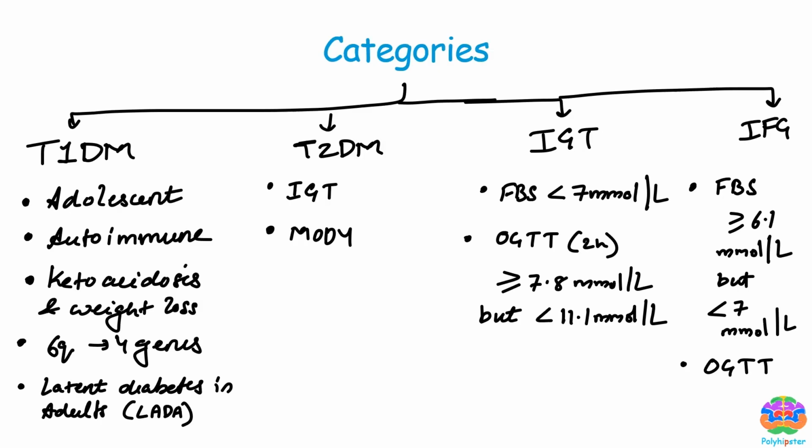If we categorize different types of diabetes mellitus, it mainly includes type 1 and type 2 diabetes mellitus. Other types include impaired glucose tolerance, impaired fasting glucose, etc. Starting with type 1 diabetes mellitus, it can occur at any age, usually in adolescence. It is autoimmune in nature and is associated with other autoimmune diseases. These patients are more prone to ketoacidosis and weight loss.